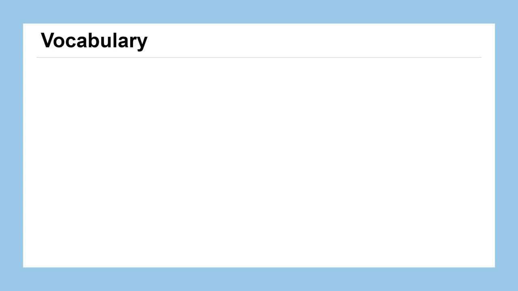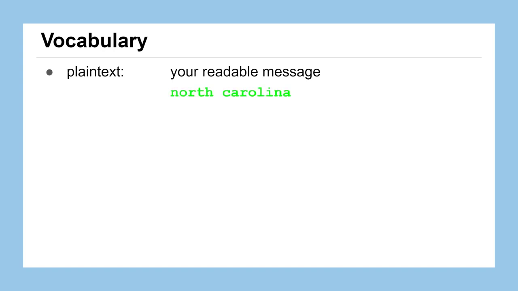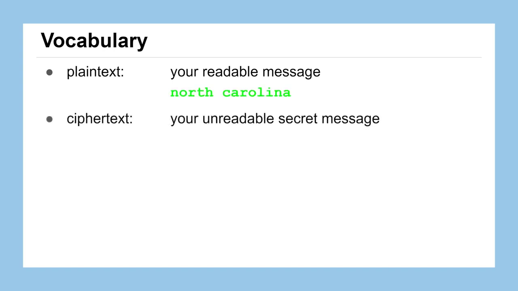So here is some vocab that we might have already heard there that we might want to familiarize ourselves with. First is the plaintext. That's our original message or original data that we're trying to hide. So in our last example, that would have been the words North Carolina. The ciphertext is what we're trying to create. This is our unreadable secret message or our encrypted data. In the example, it was those letters Q, R, U, and so on.